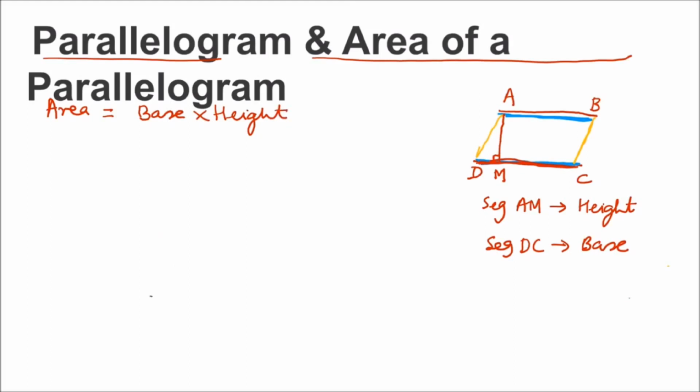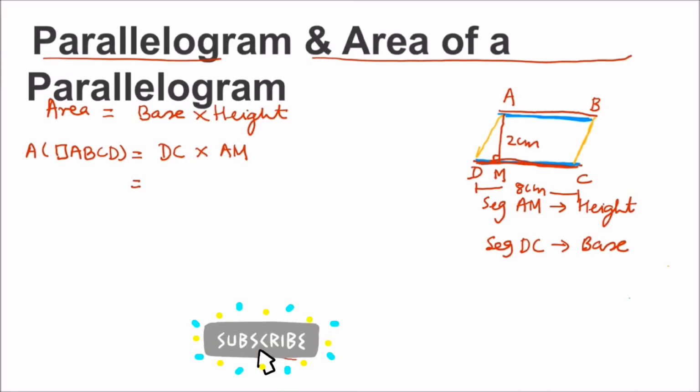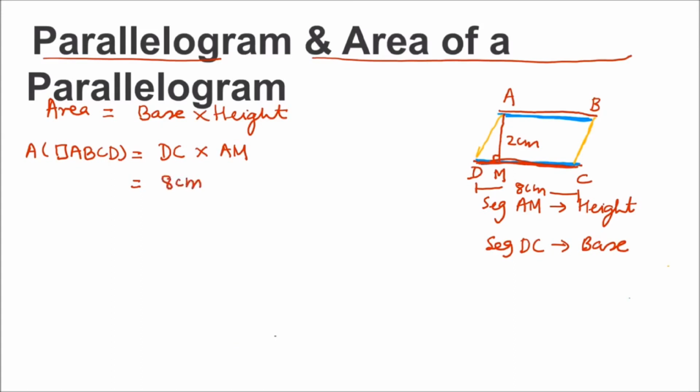So therefore area of quadrilateral ABCD is equal to, what is the base? DC. DC is the base of quadrilateral ABCD, and what is the height? It's AM. So area of quadrilateral ABCD is DC into AM. Suppose the length of DC is 8 centimeter, and the height of this parallelogram is 2 centimeter. So what would be the area of this parallelogram? At the place of DC, we will write 8 centimeter, and at the place of height, that is AM, we'll write 2 centimeter.